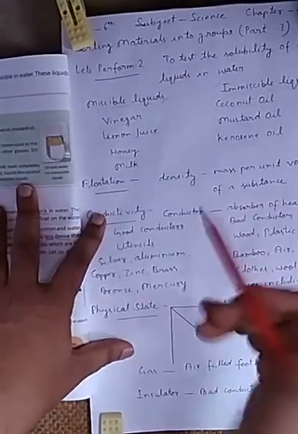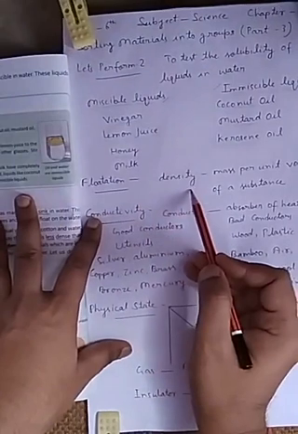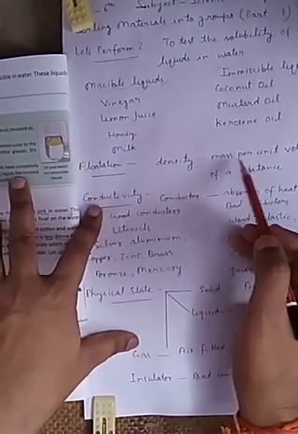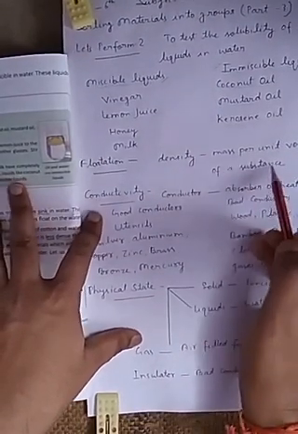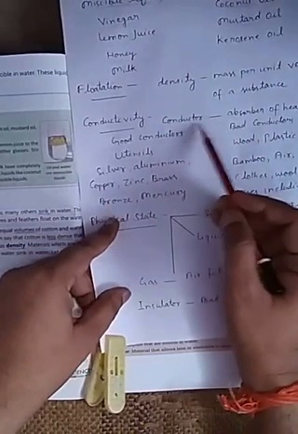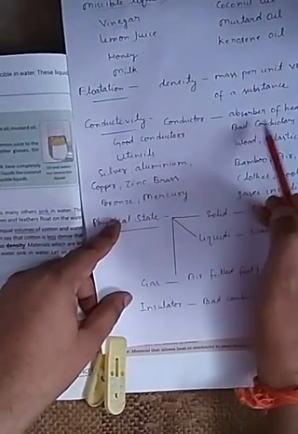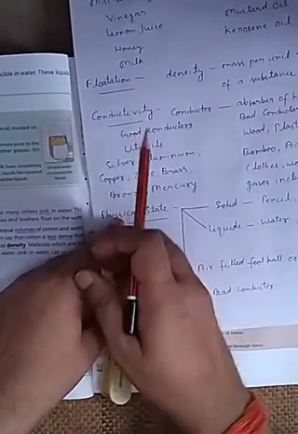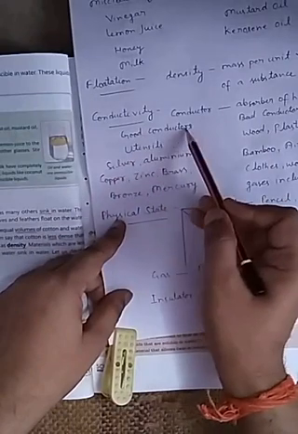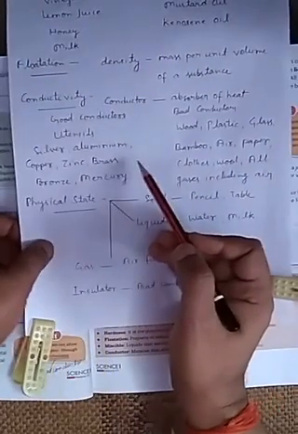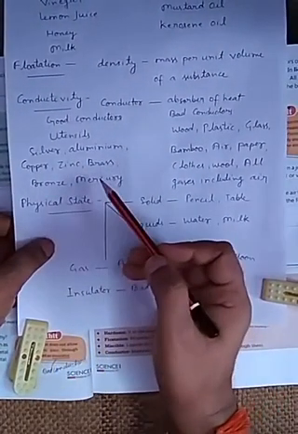So now look here, flotation. Here one word was given, density. Density means mass per unit volume of a substance. Next was conductivity. The word was conductor. Conductor means absorber of heat. There were two types of conductors, good conductors and bad conductors. So we can divide the things into two types, good conductors and bad conductors.